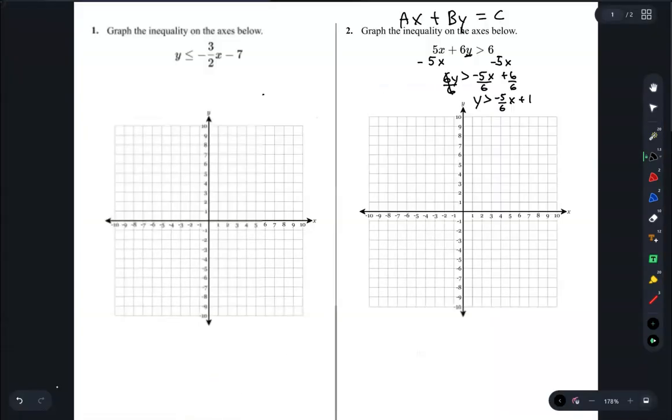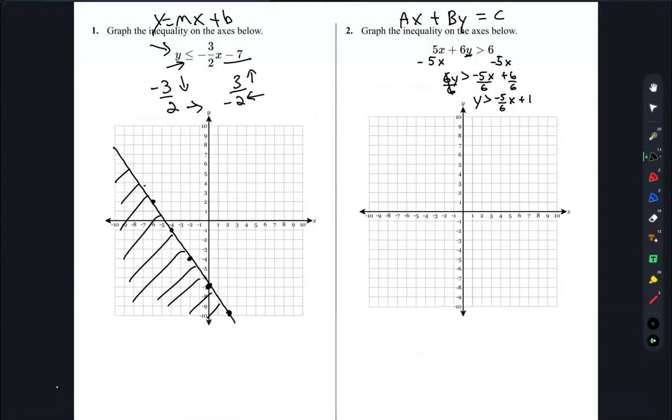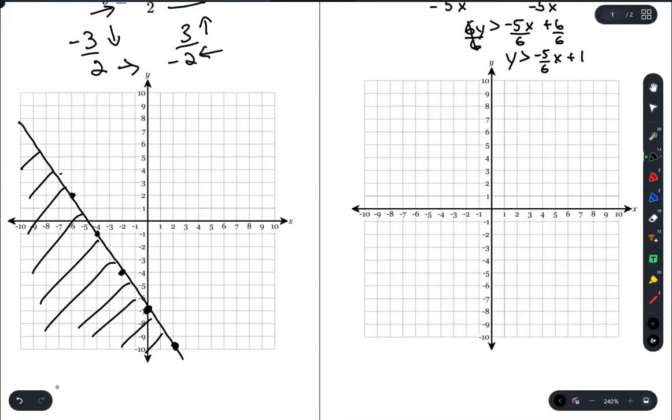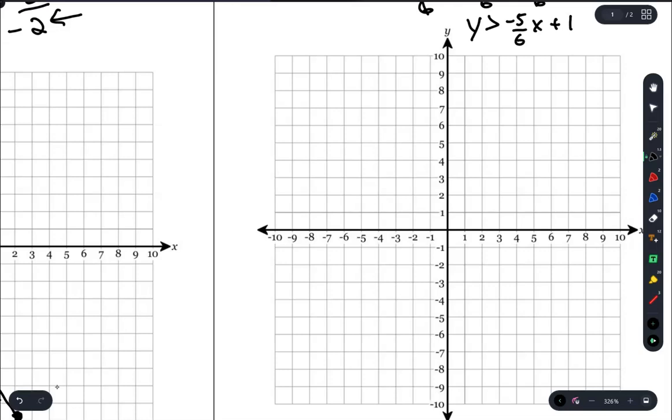Now it's similar to number one. We can graph it just like we graphed number one. So I'm going to zoom back in here. I'm going to go to +1 on the y-intercept, and I've got -5, so I'm going to go down 5: 1, 2, 3, 4, 5, and go to the right 6 right here. I could also make the 5 positive but make the 6 negative, and go up 5: 1, 2, 3, 4, 5, and then go to the left 6.